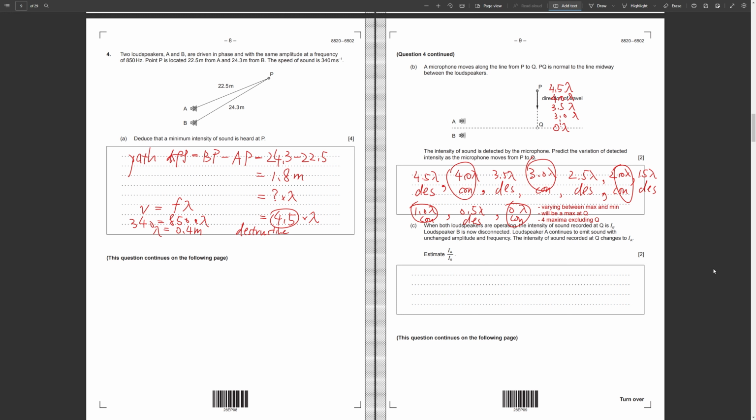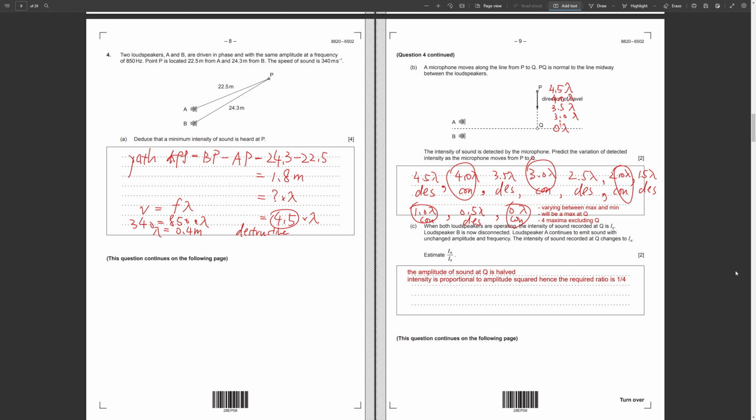Then we can put our answer like these two statements. The amplitude of the sound at Q will be halved, and the intensity is proportional to the square of the amplitude. Therefore, the required ratio I sub A to I sub 0 will be 1 to 4.